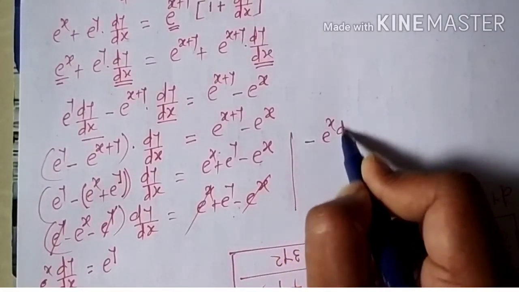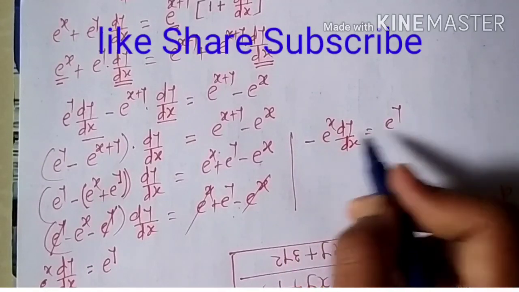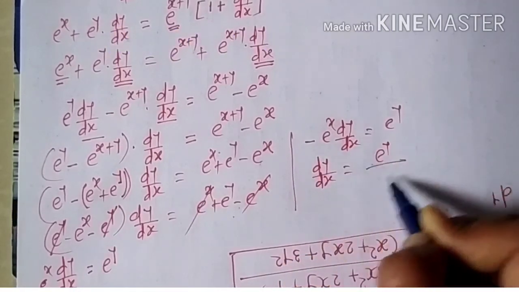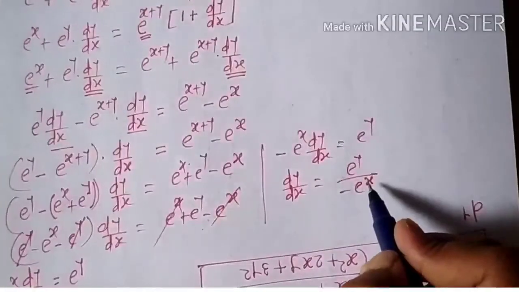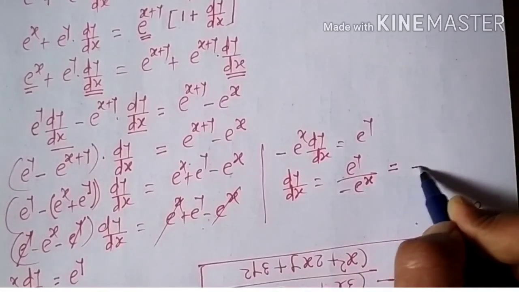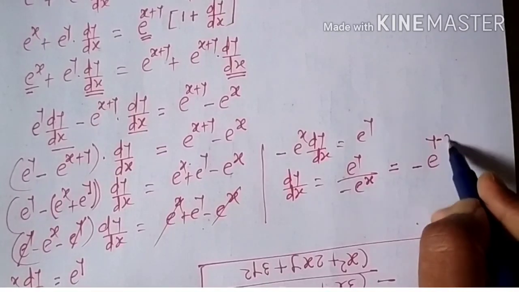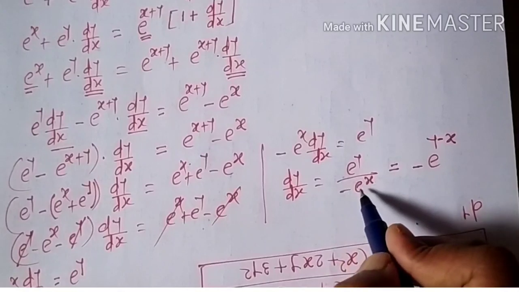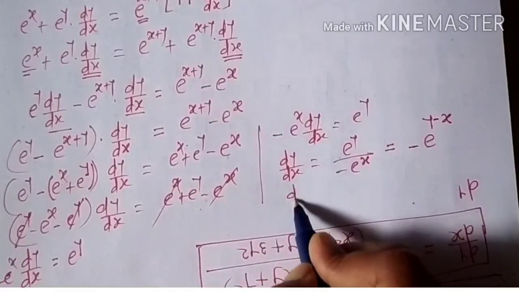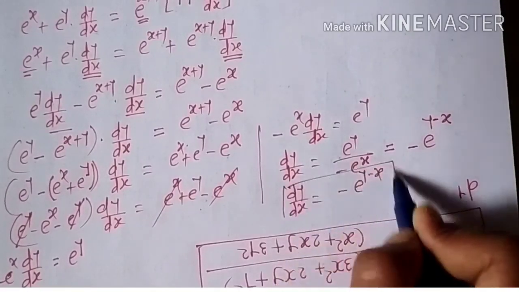So we have to find dy by dx: minus e raised to x into dy by dx is equal to e raised to y. Then transfer this term to the right hand side, so dy by dx is equal to e raised to y divided by minus e raised to x. When we take the denominator term to the numerator, it becomes minus, and e raised to y into e raised to minus x is e raised to y minus x. Therefore, when we take this denominator term to the numerator it is e raised to minus x, so dy by dx is equal to minus e raised to y minus x. That is the value of the derivative.